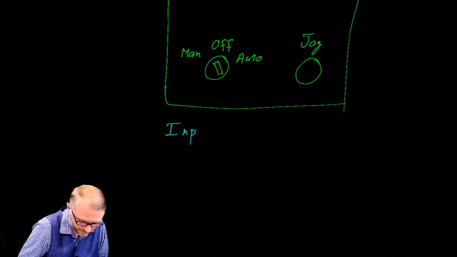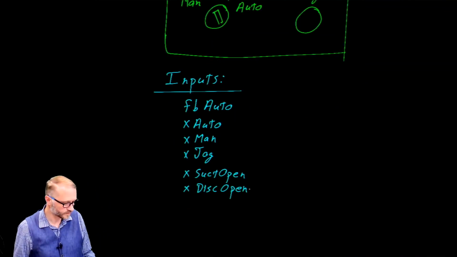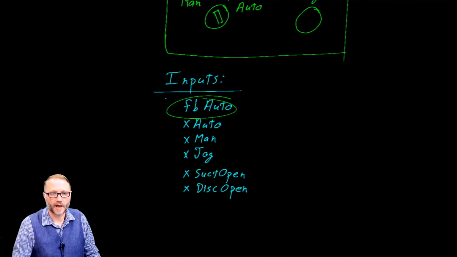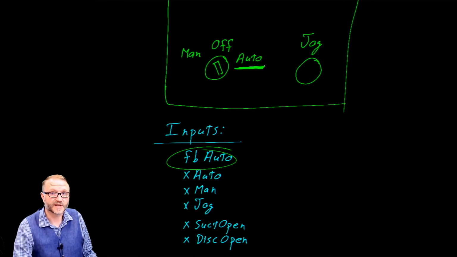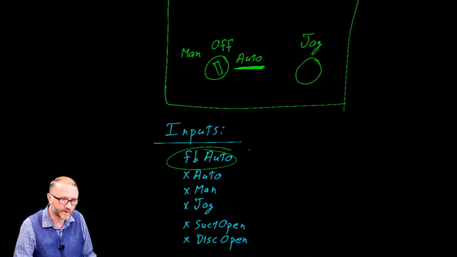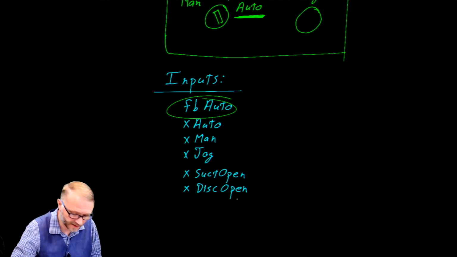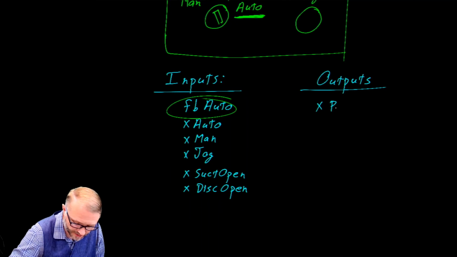We have some inputs. So these are a magic thing called function block auto. At this point, we're just going to abstract this away. Somehow auto works. We're not going to address it now, but it works. And that will have an input into our particular system. We have a switch for auto. We have a switch that will activate when we're in the manual position. We have the push button called jog, and we have the suction open indicator and the discharge open indicator. As for outputs, we have a Boolean for pump motor starter.